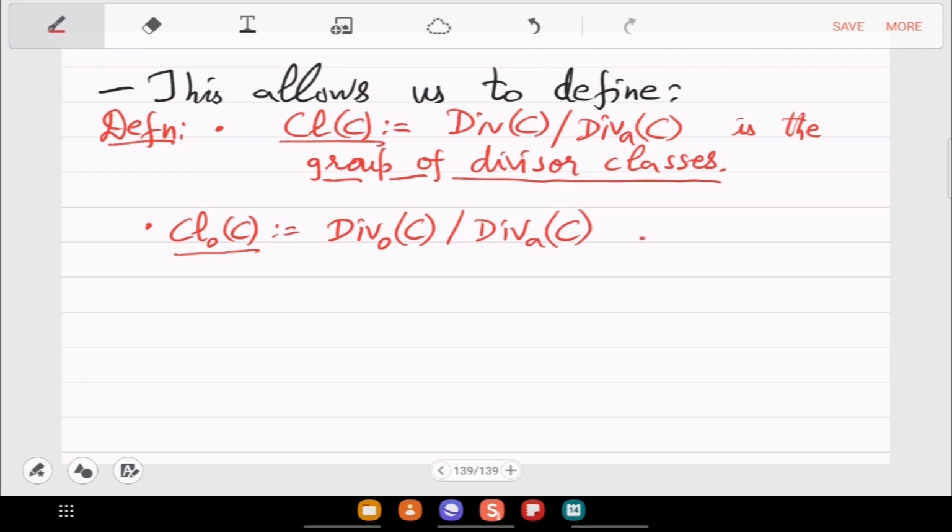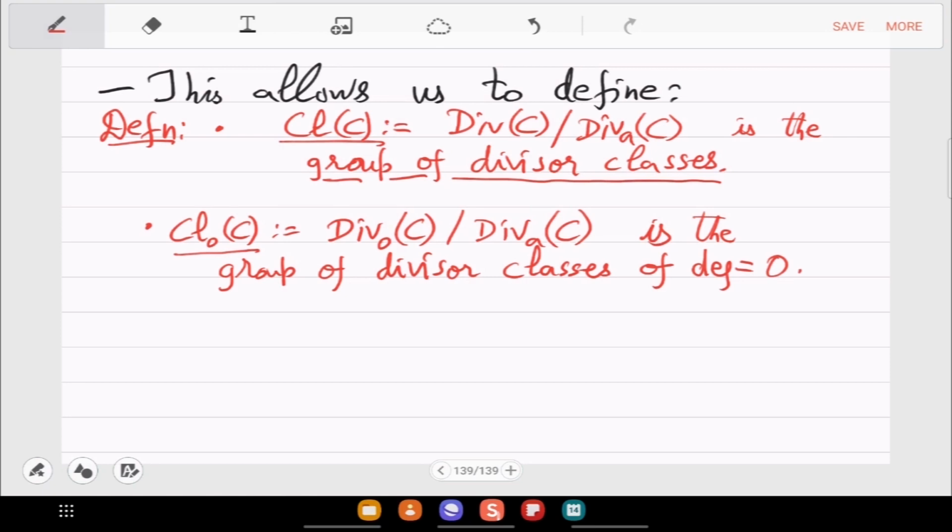So this is the group of divisor classes of degree 0. Okay, so this is what we will usually call the class group, and it has many properties, too many to actually even mention in this course, but we'll see what can be done.